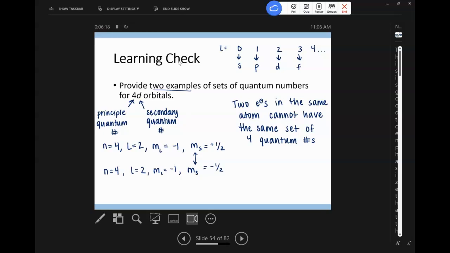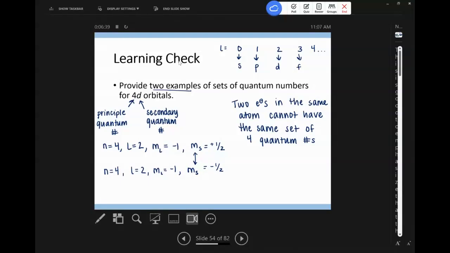You can select any ML value for an electron in a 4D orbital. It does not matter. I selected negative 1. And the last quantum number is our spin quantum number. MS can only ever equal plus 1/2 or minus 1/2.